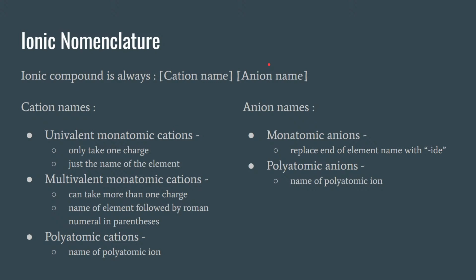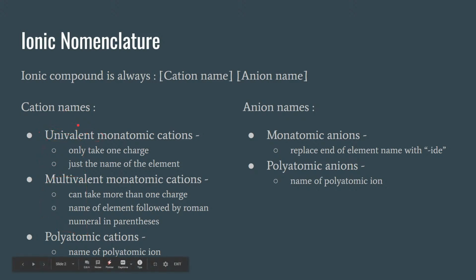A polyatomic ion is a molecule with an ionic charge. That is to say, a covalent compound with a charge. So, there are three kinds of cations and two kinds of anions. Your cations can be univalent, multivalent, or polyatomic.